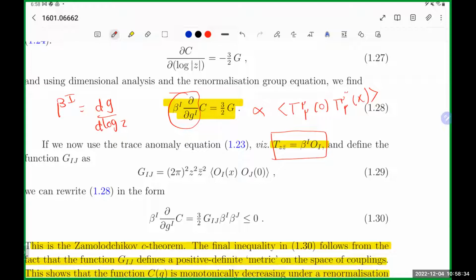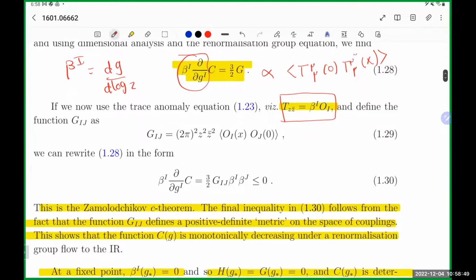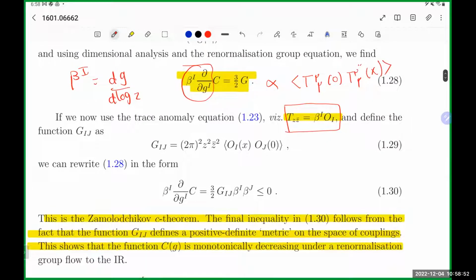So what we have on the right-hand side of 128, this innocent looking G, is some beta functions and some 2-point functions of operators, which will be written here in a second. This is very important. It's at the core of what's going on here.